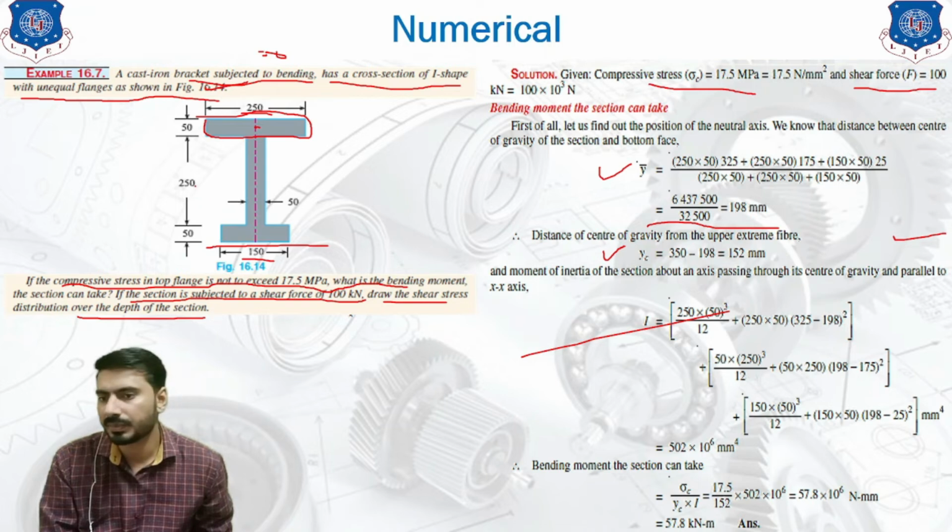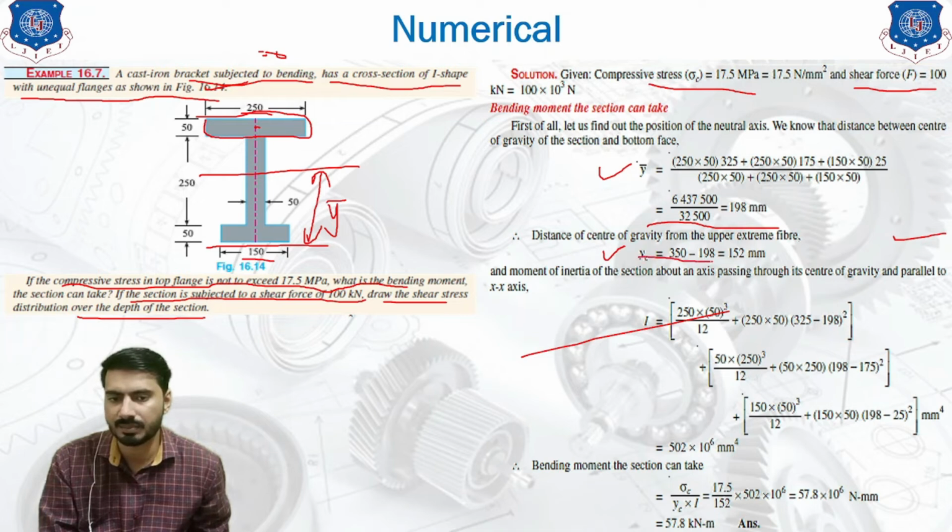That means 300 and 200 would be over here. So here would be our Y bar distance. This is our Y bar distance. And we need to find out Y distance. So what is the Y distance? Y distance is nothing but this much distance from the upper fiber up to the neutral axis, YC. That can be calculated from 350 minus 198. This will give us the answer as 152.